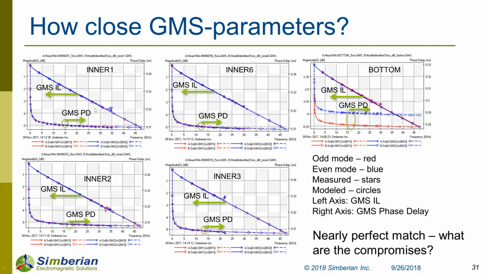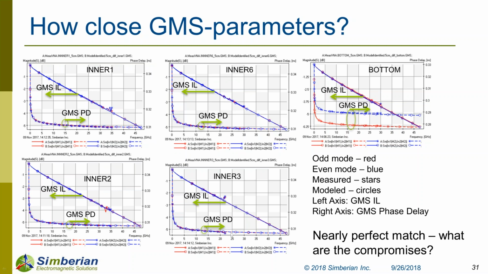Now let's see how close these new models that we came up with are to the measured GMS parameters. Right here again, GMS parameter magnitude is plotted on the left, and phase delay is plotted on the right. Measured values are shown by stars, and circles are models. The models are extrapolating data. You can see that in the case of inner 3, for instance, we had a resonance in the middle, so the via was not back drilled.